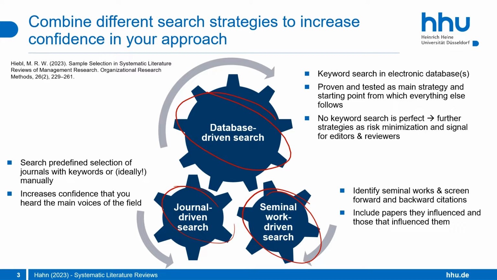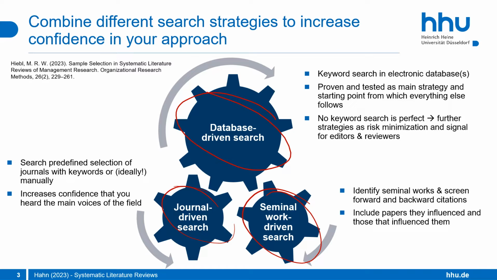And then finally, the third strategy would be the seminal work-driven approach. That means you try to identify really seminal work, very important papers, and then screen forward and backwards in the citations. What is a seminal paper? That is something to determine as well. It can be based on citations, for example, or any other means. Sometimes you can also go for seminal journals, most cited journals in your sample, and take the articles from there. That depends a bit on how you want to approach that.